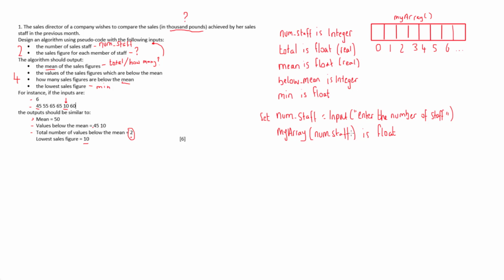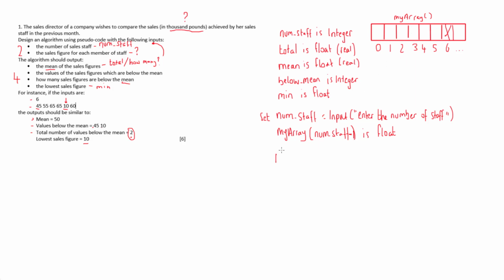So I'm going to start from 0. Put -1 there. I'm going to start from 0 to 5, which means this one won't exist. So this is what my array would look like. And once I've done that, now I need the user to enter in all the sales figures repeatedly into that array. So put 45 in that position, 55 in there, 65 in there, 65 in there, 10 and 60.